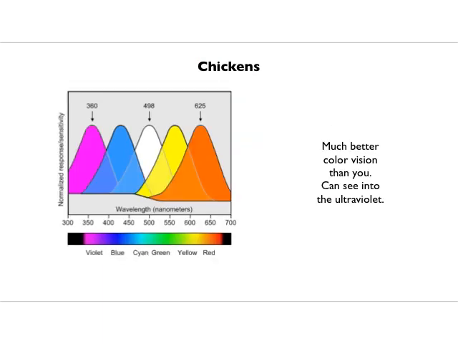Chickens, and this is kind of crazy, have four different color cones. They have much better color vision than you do. To reproduce your color vision, I just need three colors. For chickens, I would need four. And they can see into the ultraviolet. Look at this. They have a cone where the peak of its sensitivity is at 360 nanometers. That's beyond the range that you can see.